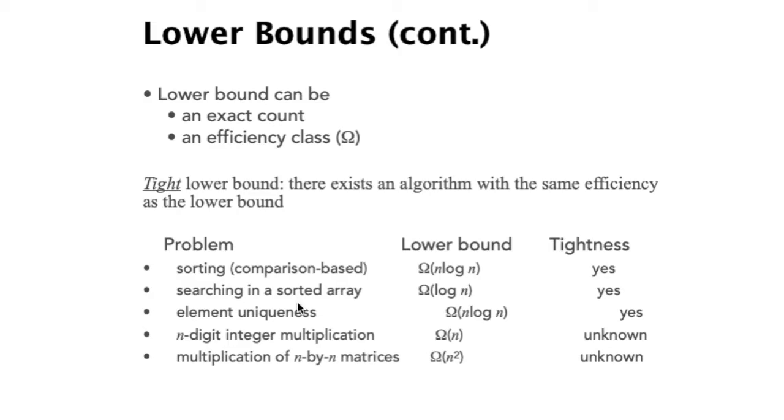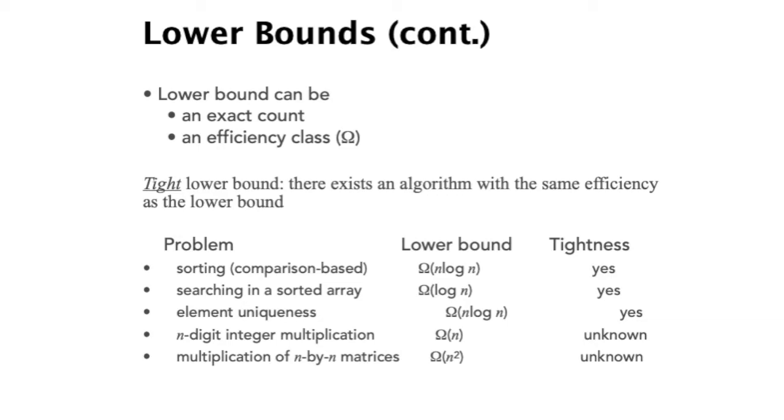For the search problem in a sorted array, we have omega of log n. To identify whether all elements in an input of size n are unique, we need at least n log n comparisons. Then for n-digit integer multiplication, we need omega of n calls to its basic operation, whatever the basic operation is for integer multiplication. And lastly, for multiplication of two n by n matrices, we have omega of n squared.